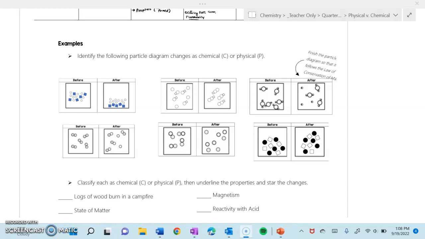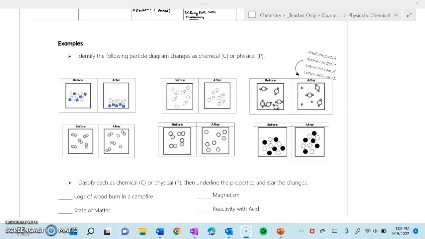Okay, this is part 2 of the physical versus chemical notes. If you have not watched part 1, go back and watch it and then join us here as we look at the examples. We just left off looking at the law of conservation of mass and what it means: matter cannot be created or destroyed.